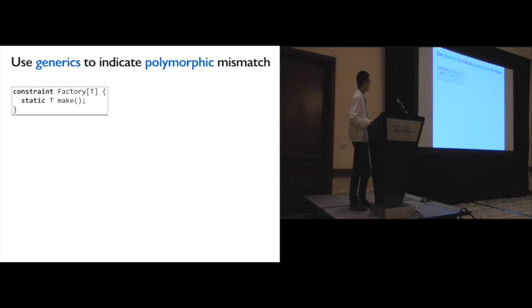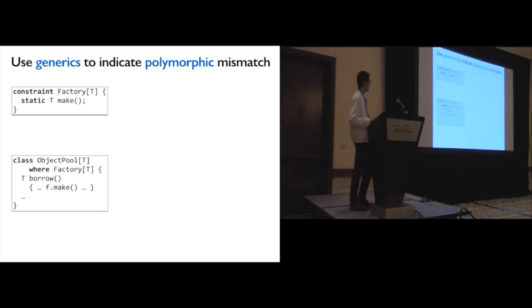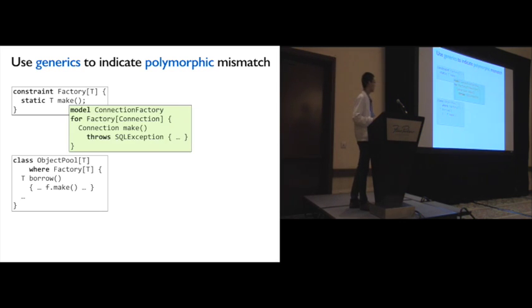A constraint in Genus is like a type class in Haskell. We can then put a where clause constraint in the class header of object pool to require its type parameter T to provide a make operation. Constraints are satisfied by models. This model connection factory is a factory for SQL connections and therefore adds SQL exception. A model in Genus is like a type class instance in Haskell, but unlike a Haskell instance, models become part of the instantiated generic types.